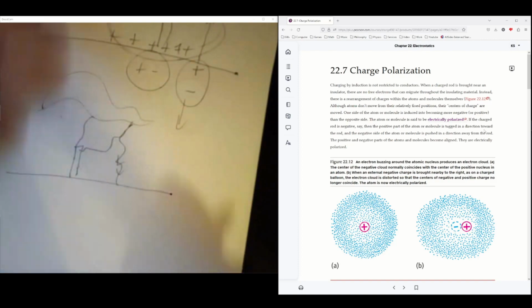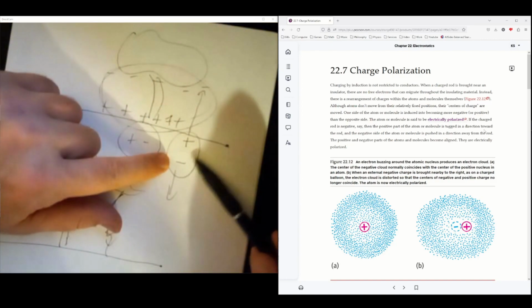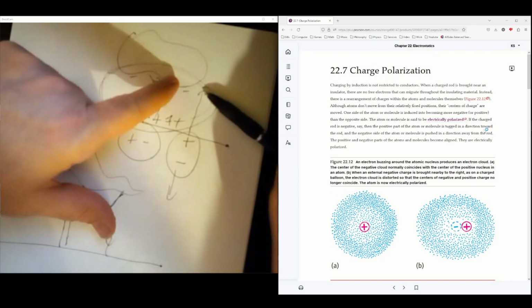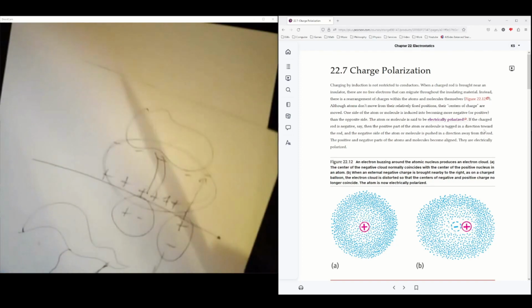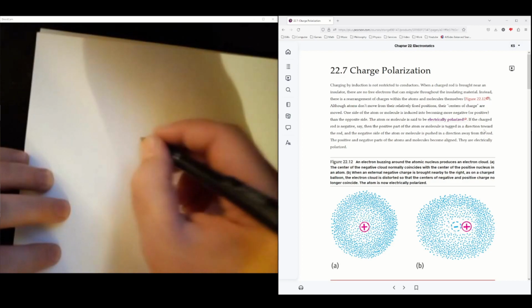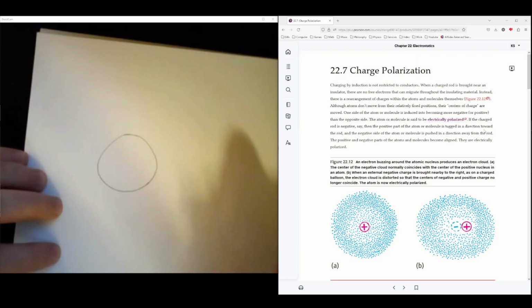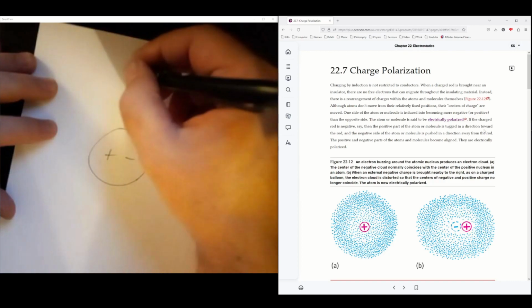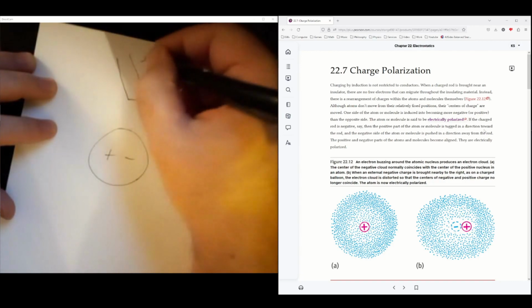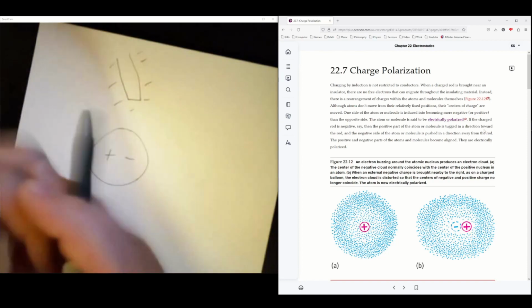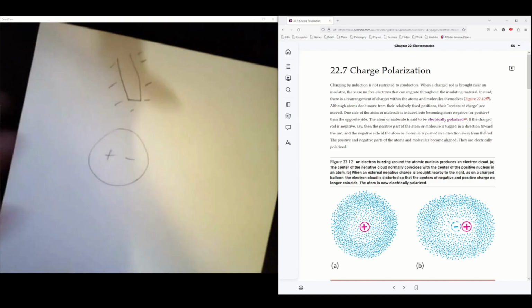Now, charge polarization. Now they're talking a little bit more about what I was talking about with the ground, how the ground tries to orient itself so the plus is closer to the minus and the minus gets farther away. That's what they're talking about with charge polarization. So imagine I have a molecule and it's electrically neutral, so it has as many plus as it does minus. And then let's say I bring in a rod that's negatively charged towards this molecule. Well, that's not going to rip the molecule apart. The molecule is still going to stay a molecule.